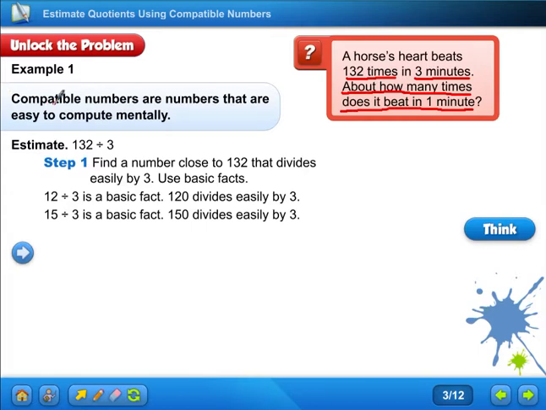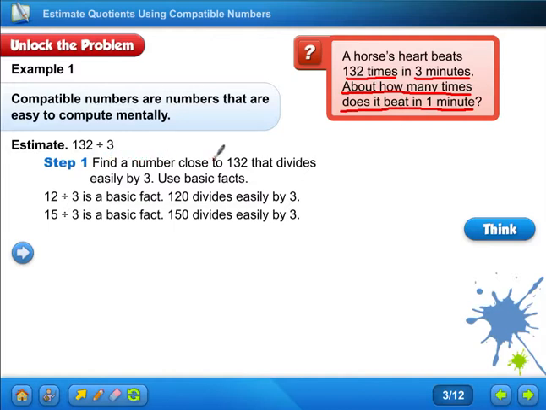Let's move down here. Compatible numbers. Compatible numbers are numbers that are easy to compute mentally. Like things that you can kind of do in your head that may help you get close to the answer. So that's what a compatible number is. So they've already set the problem up for us. We're going to estimate 132 divided by 3. 132 is how many times it beats. And the 3 is the 3 minutes from the problem right here.